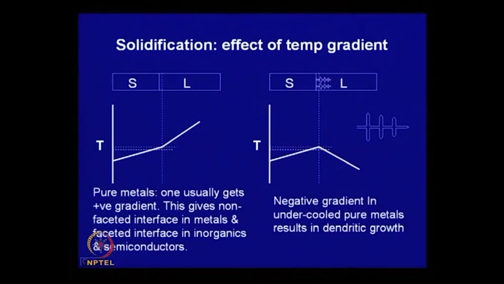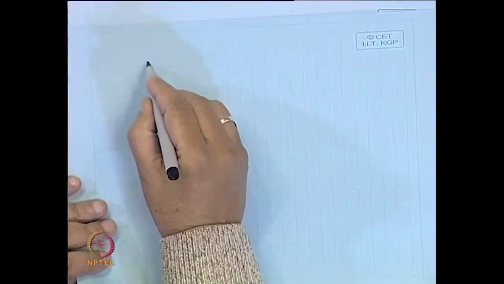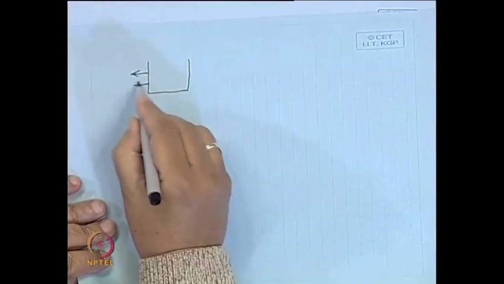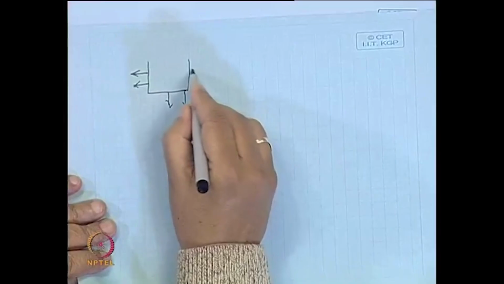Now, let us look at the effect of temperature gradient. We talked about solidification in a mold, and when solidification takes place in a mold, the nature of the structure that develops will depend on the way heat is extracted. For simplicity, let us take a real mold, where heat will be flowing in this direction, in different directions.